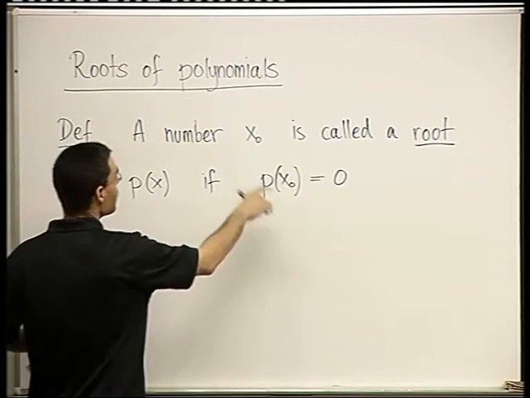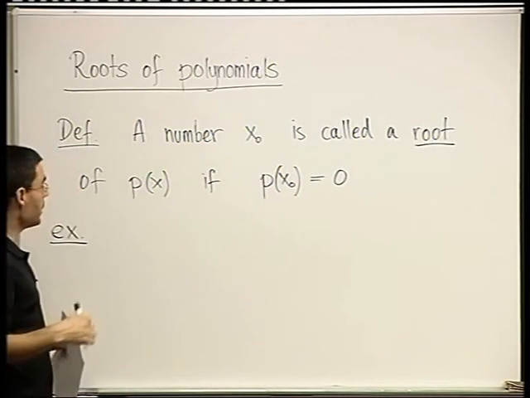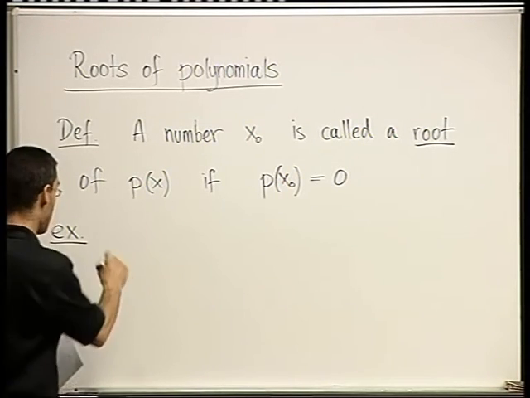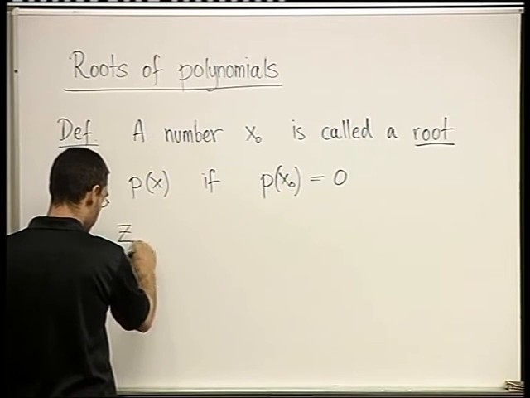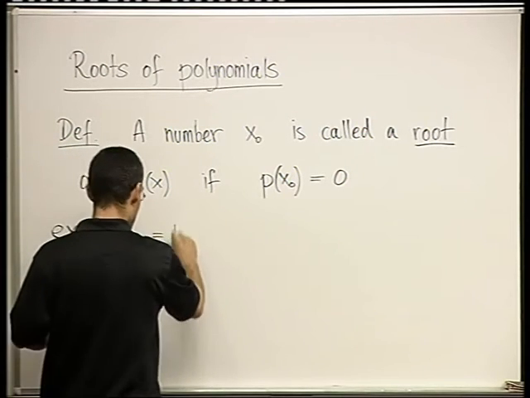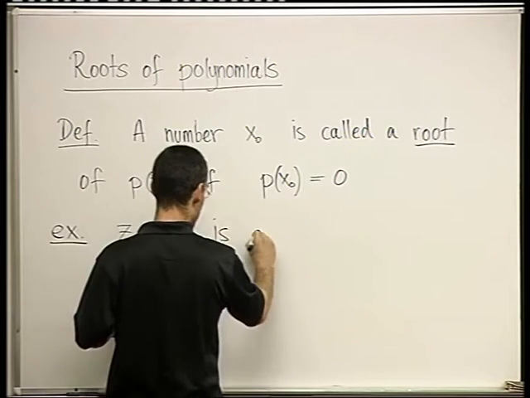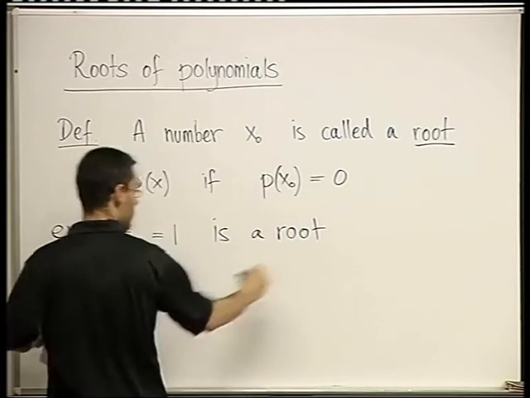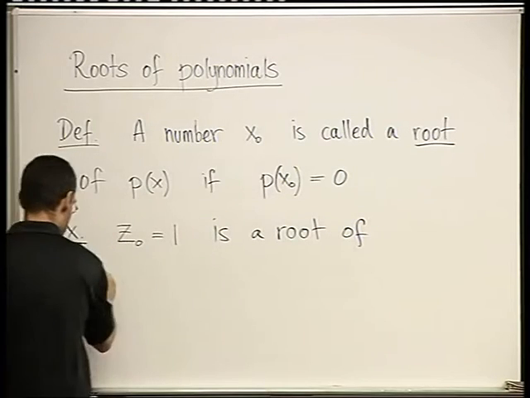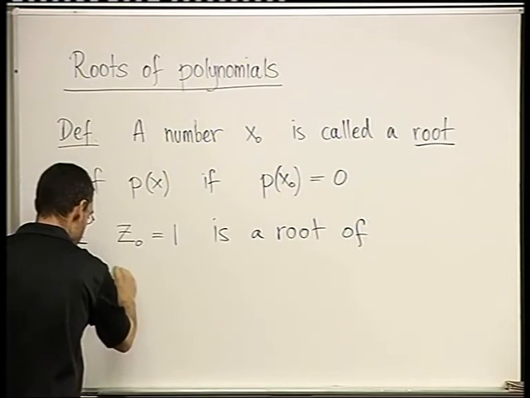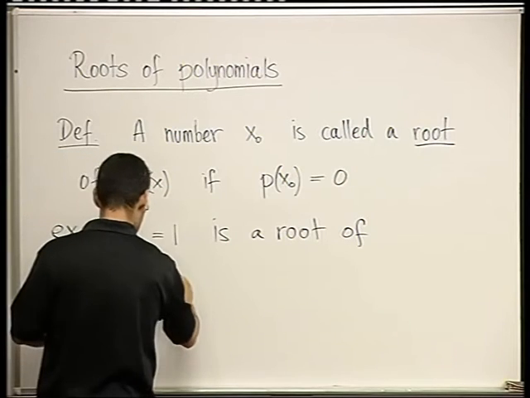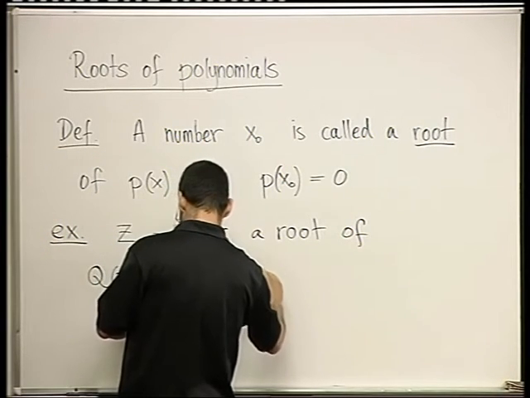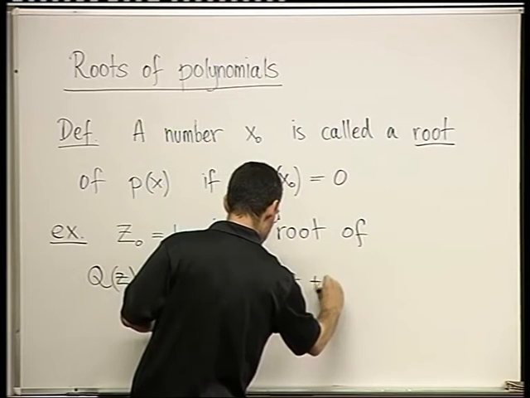Remember that we said that when we're working over the complex numbers, it's more traditional to use the letter z rather than x. So z0 equals 1 is a root of the polynomial, let's call it q of z, which is z cubed minus i z squared minus z plus i.